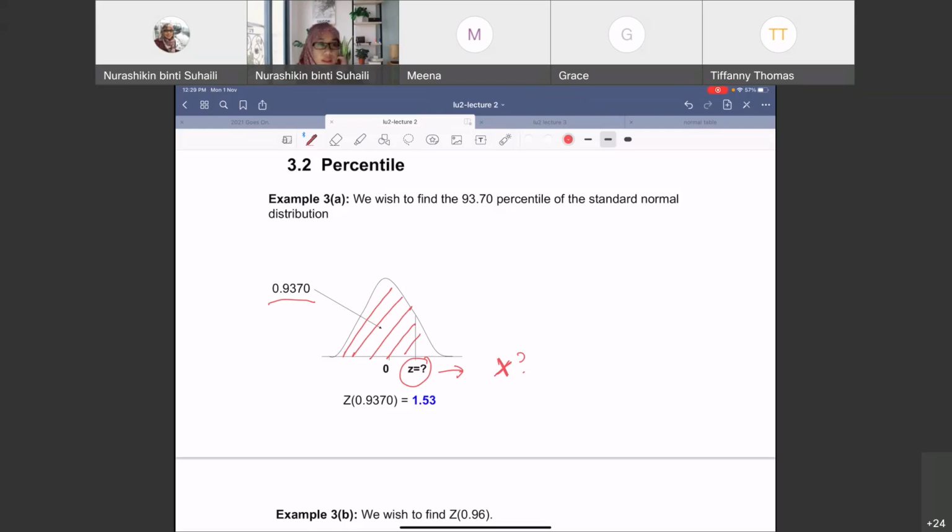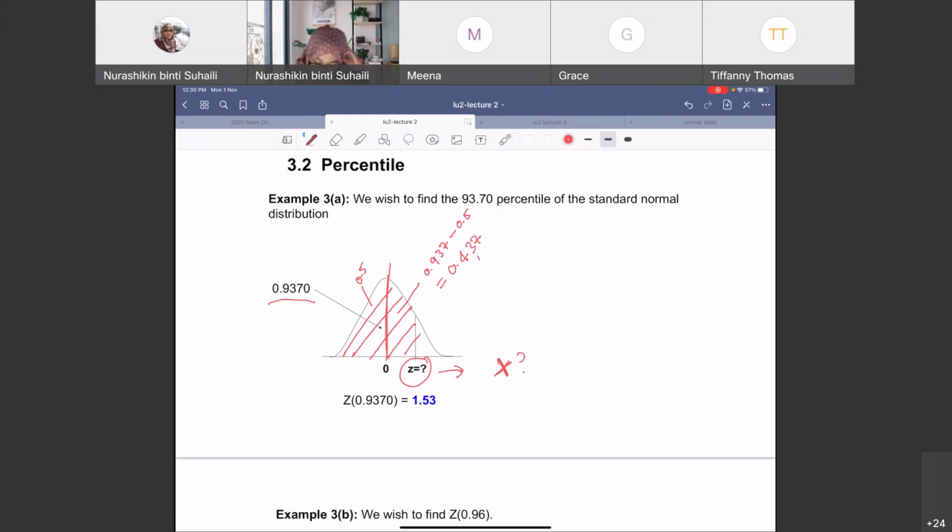So if you use the table just now, we have to go from the values inside to the outside, because the outside is the Z value. Okay, let's say here. We know that here is 0.5. Okay, what is the area here? So it's 0.937 minus 0.5, right? Because this one is the balance. So it's 0.4370. Okay, so how to know what's the Z value?